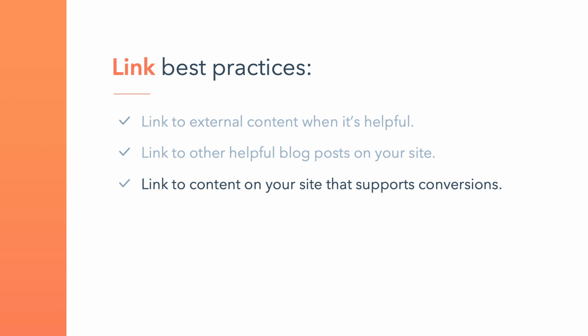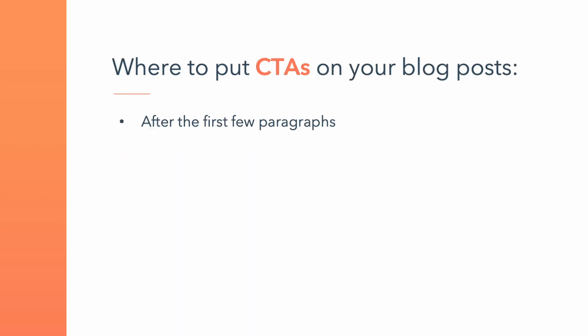Which brings me to my last point. Link to important content on your site that supports conversions. When it comes to deciding on where to insert CTAs on your blog posts, here are 4 places to consider. Let's review each. First, consider inserting a CTA after the first few paragraphs.